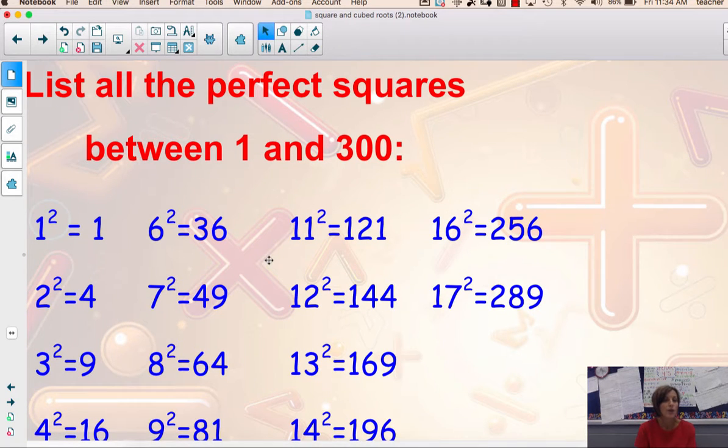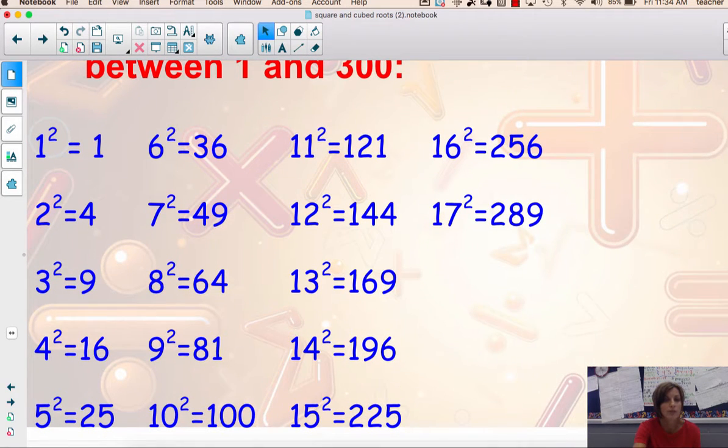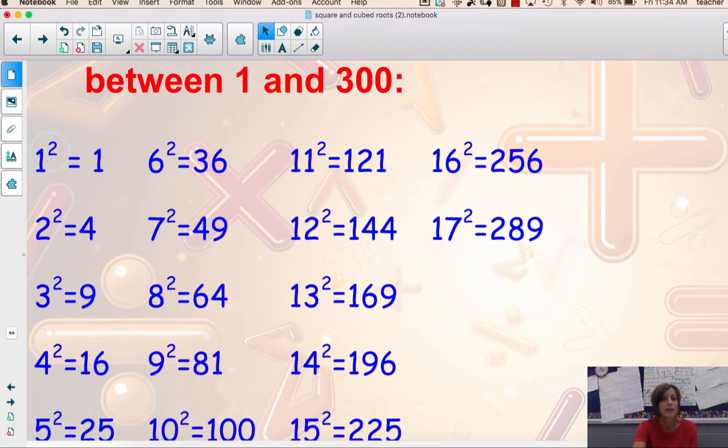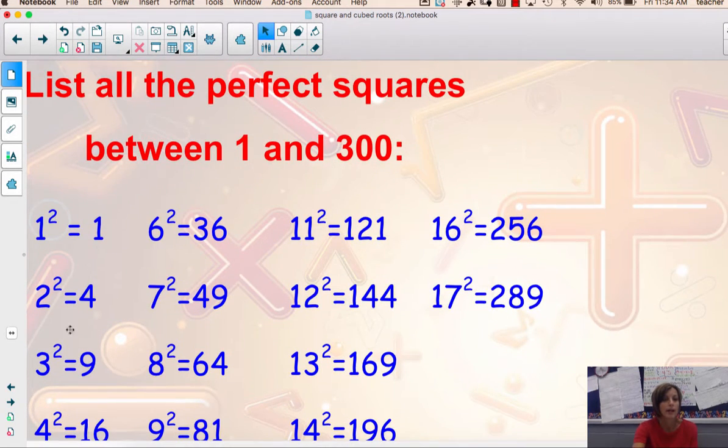Did you get them all? 1 squared, all the way up to 17 squared. Most of us know up to 12 squared being 144. But if we could memorize the 13 squared, the 14 squared, the 15, the 16, and the 17, there's the rest of them. If we can get some of the higher ones memorized, it's going to save us some time in the long run. All right.